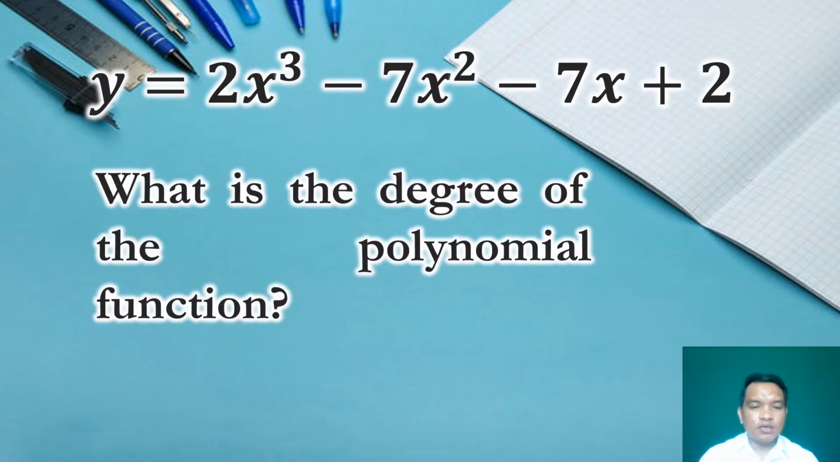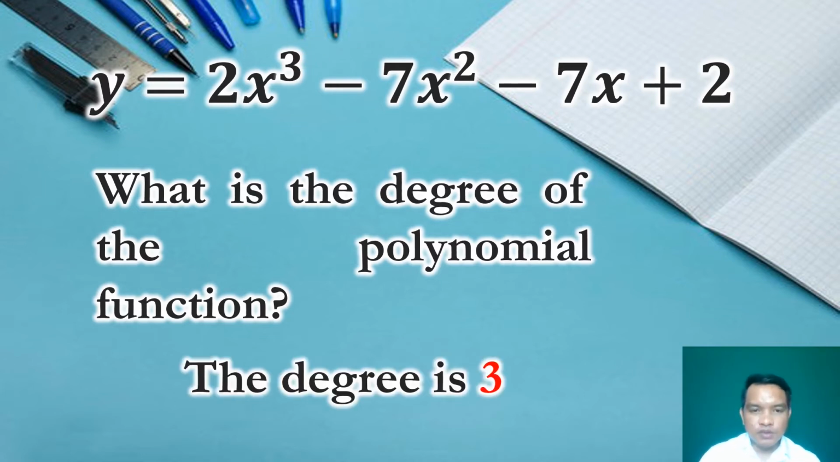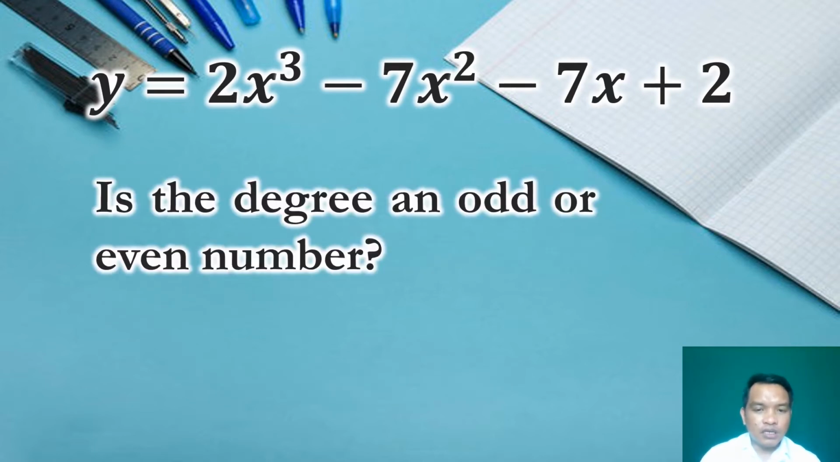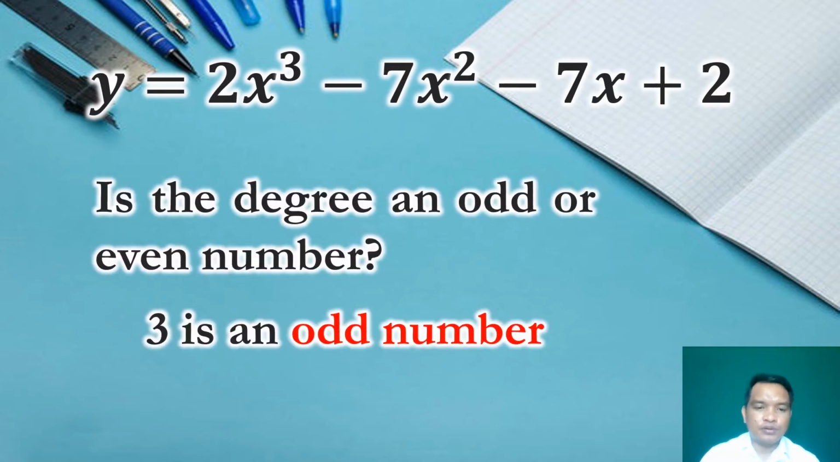What is the degree of the polynomial function? Sabi natin, ang degree is the highest exponent of the given polynomial function. We have the exponents 3, 2, and 1. Therefore, the highest exponent is 3. Very good. Therefore, the degree is 3. Is the degree an odd or an even number? 3 is an odd number.